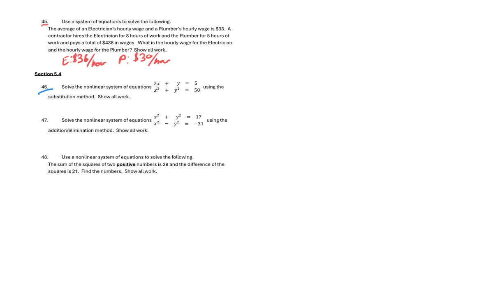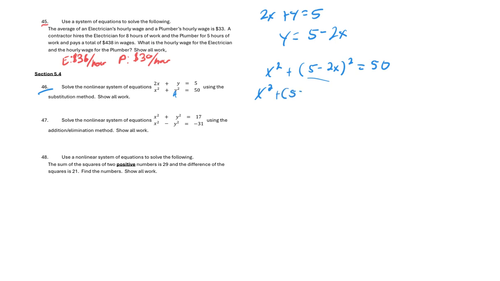All right, 46. Solve the nonlinear system of equations using the substitution method, show all work. So we'll have 2x plus y is equal to 5. We'll solve for y, 5 minus 2x, and we'll plug that into the y squared. So x squared plus y, 5 minus 2x, quantity squared, is equal to 50. We'll expand that out. Remember that this is two binomials, so this would actually be 5 minus 2x, 5 minus 2x is equal to 50.